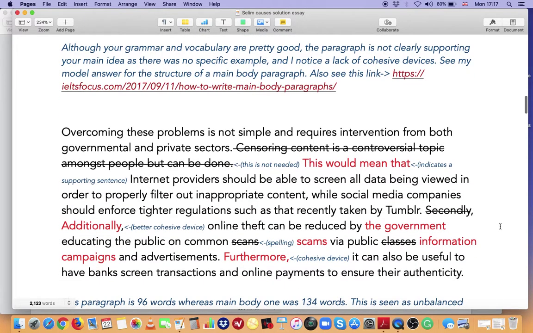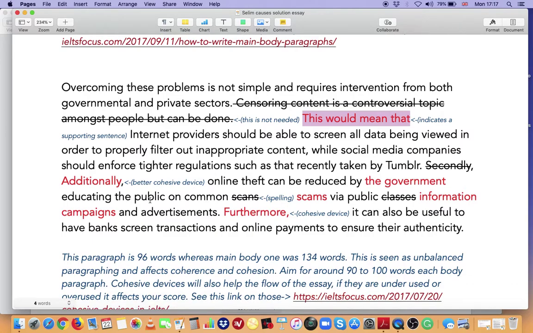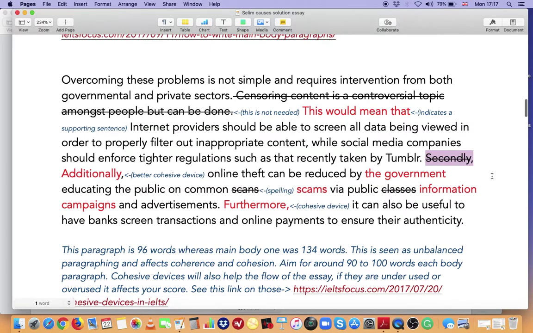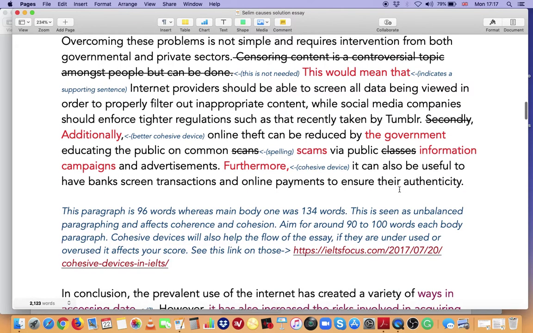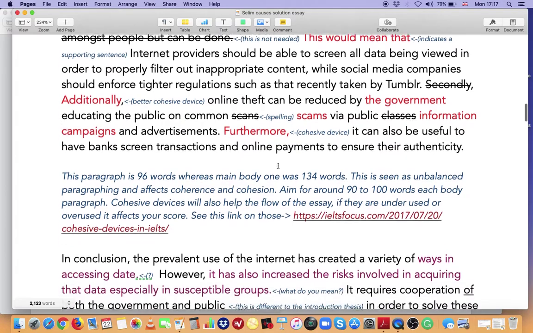Looking at main body 2, we've got some wording here which is just not needed. So it's kind of going into a vagueness. And then this would mean that this is a supporting sentence, and I've got a cohesive device, additionally. So he's using the word secondly. This is a little bit mechanical, so I just used additionally. And it can be reduced by the government educating the public. So being specific, and then spelling here, public classes, public information campaigns is better wording. And I added this cohesive device.